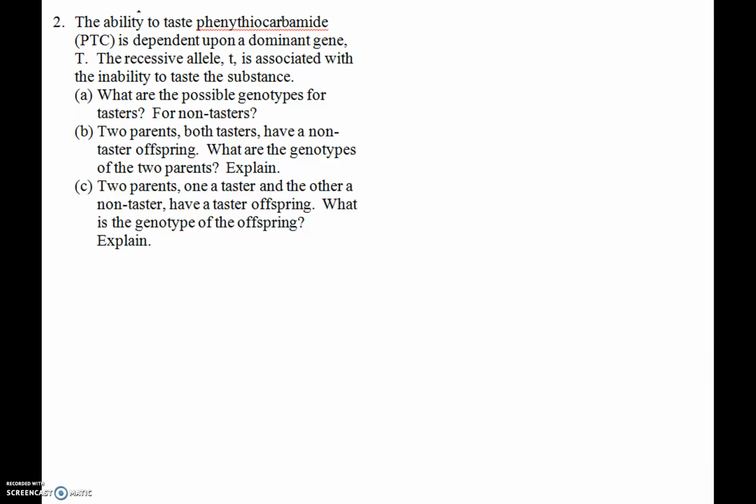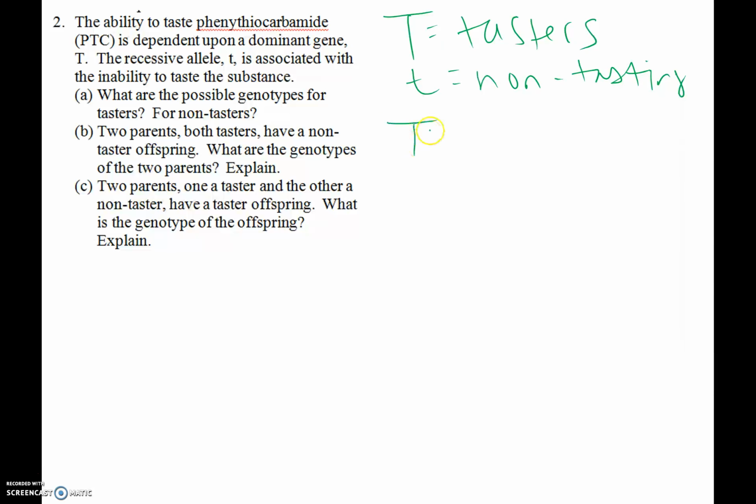Okay, the ability to taste PTC is dependent on a dominant gene. So we're going to say that tasters are dominant, and the recessive allele is associated with non-tasting. What are the possible genotypes for tasters and non-tasters? Well, tasters can be homozygous dominant or heterozygous, and then non-tasters can be homozygous recessive.